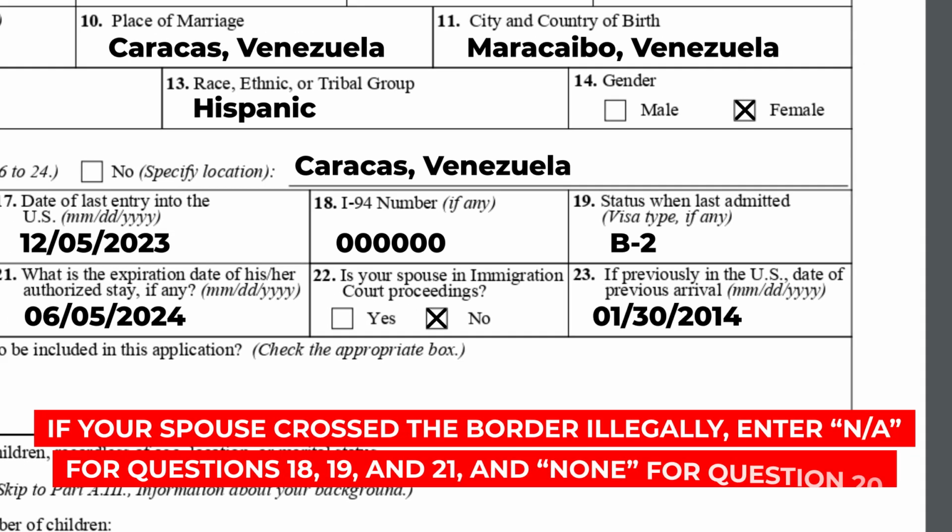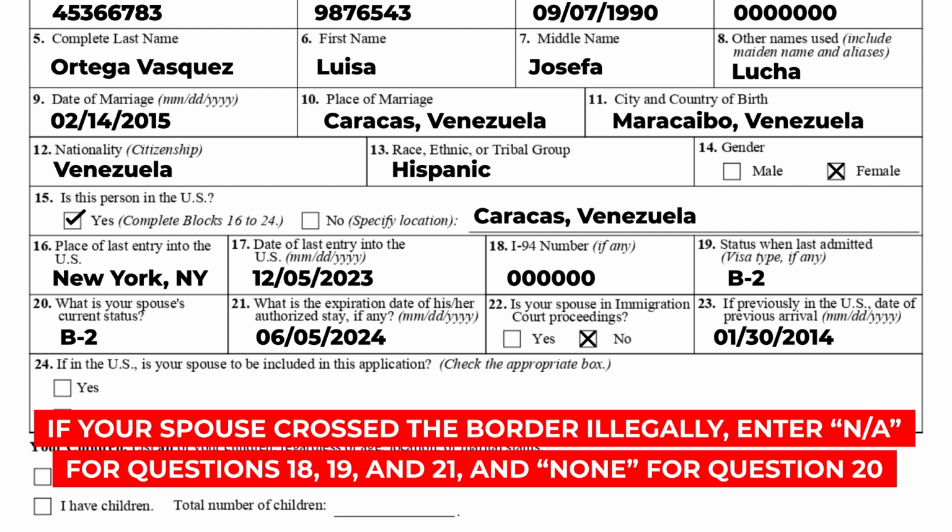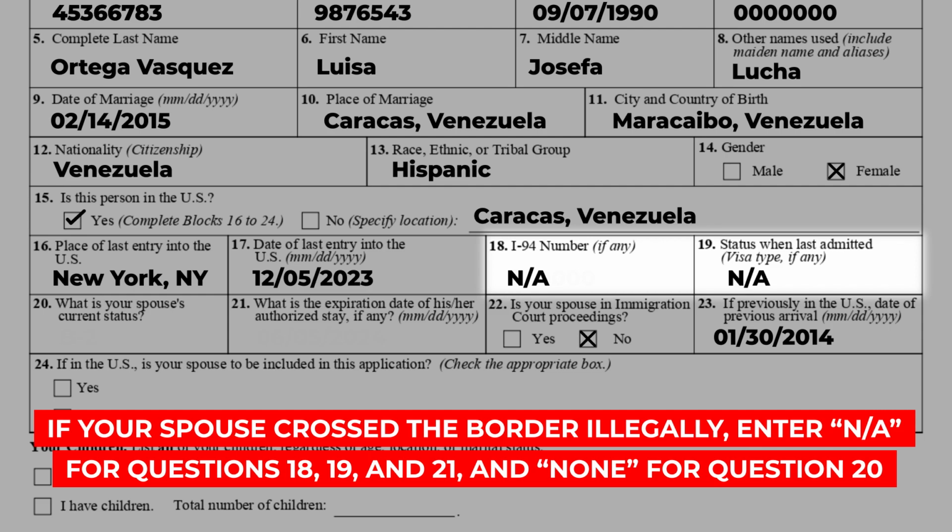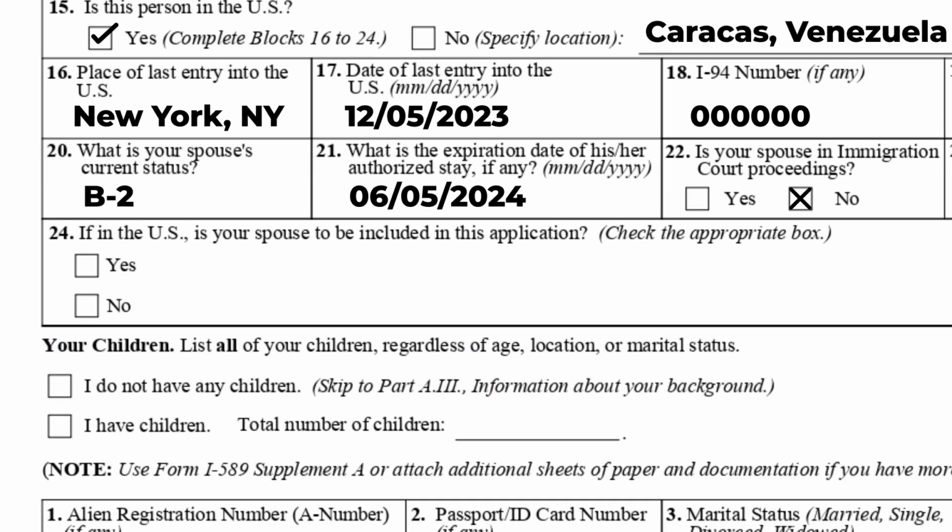If your spouse crossed the border illegally, or if they came to the southern border and turned themselves in and were released but not paroled into the country, then you'd put N/A for 18 and 19, then none at 20, then N/A at 21. Okay, number 24 is important.